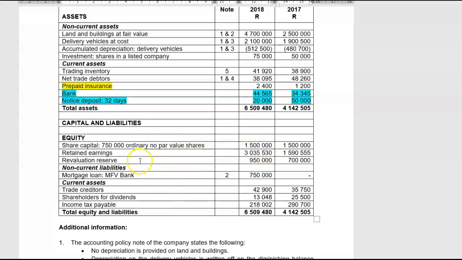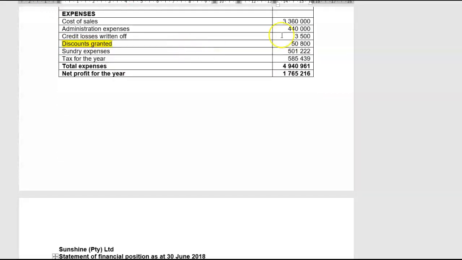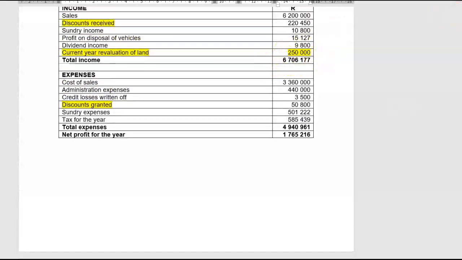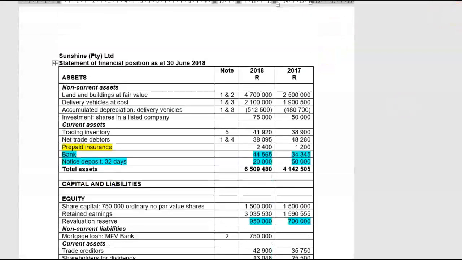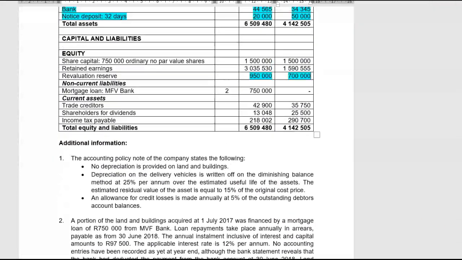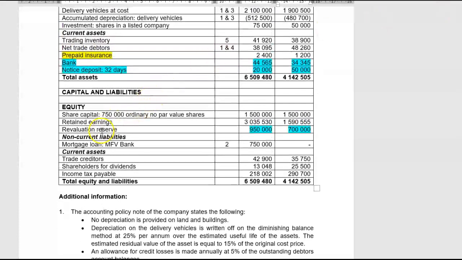Then share capital, retained earnings, revaluation reserve. Here you can see clearly that there was a movement of 250,000, as you have picked it up, although in the wrong place, in the income statement, 250,000. Great. And other items there, you have a mortgage loan, new mortgage loan, current liabilities, trade creditors, shareholders for dividends, and then income tax payable.